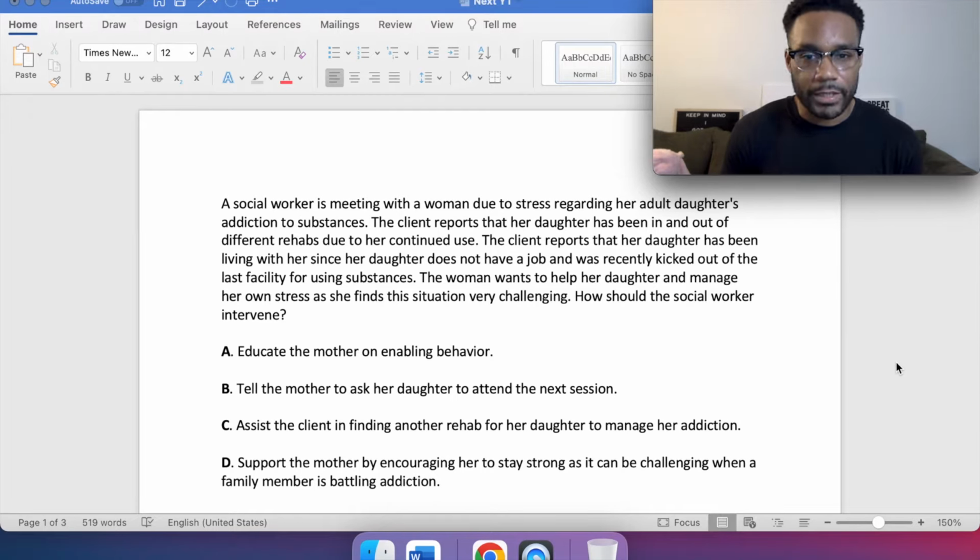Okay, so let's dive right into it. A social worker is meeting with a woman due to stress regarding her adult daughter's addiction to substances. The client reports that her daughter has been in and out of different rehabs due to her continued use. The client reports that her daughter has been living with her since her daughter does not have a job and was recently kicked out of the last facility for using substances. The woman wants to help her daughter and manage her own stress as she finds the situation very challenging. How should the social worker intervene?